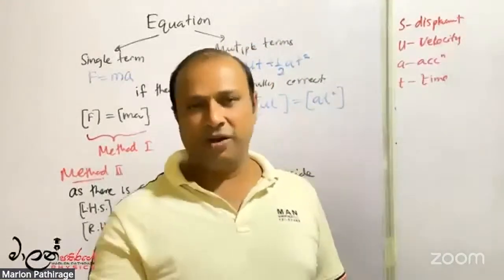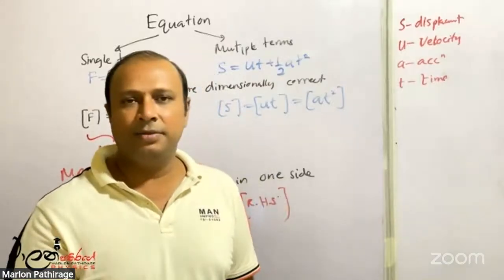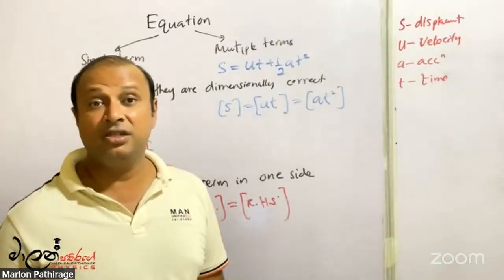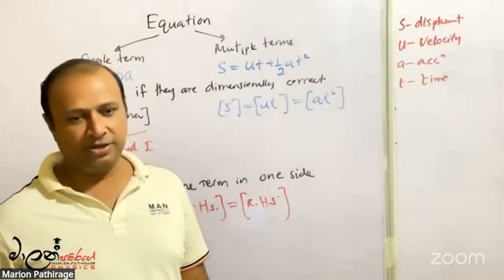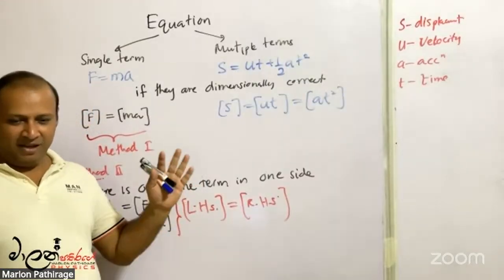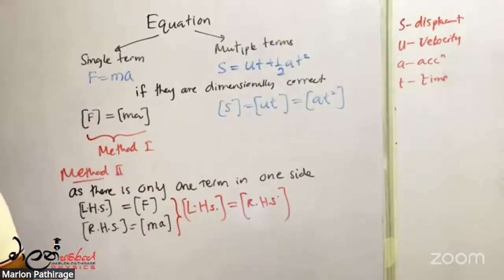After that, you can say all the terms have the same dimension. Therefore, this equation is dimensionally correct. Is that clear? If it is clear, please raise your hand.